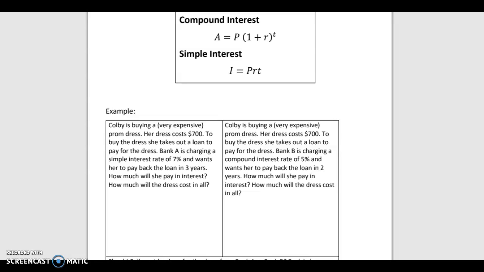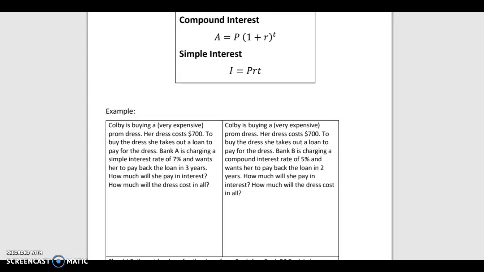Okay, so we're going to look at making decisions with interest. So let's look at, I have one example. We're going to talk through it, kind of go over some other things that you may see. So Colby is buying a very expensive prom dress. Her dress costs $700. To buy the dress, she takes out a loan to pay for the dress. Bank A is charging a simple interest rate of 7% and wants her to pay it back in 3 years. So we want to know how much interest and how much the dress is going to cost in all.